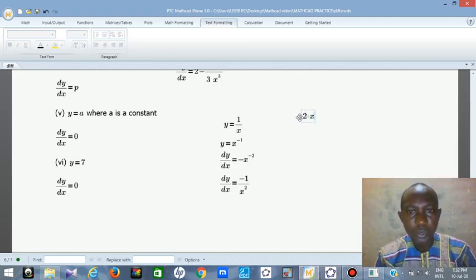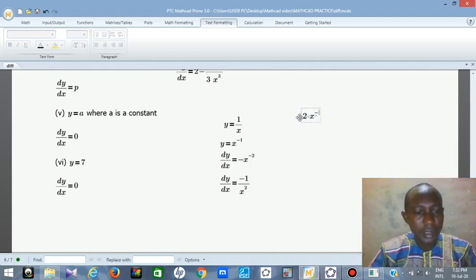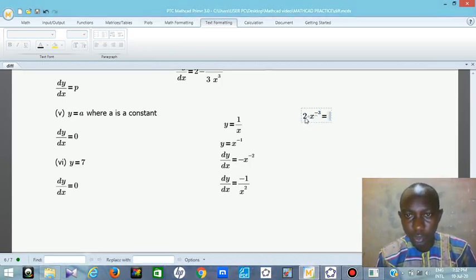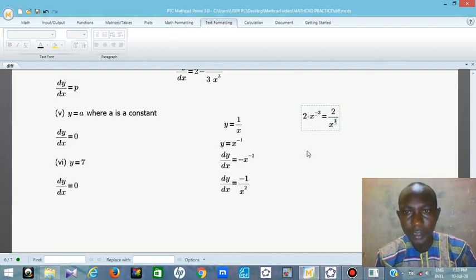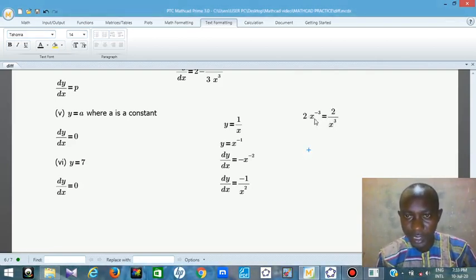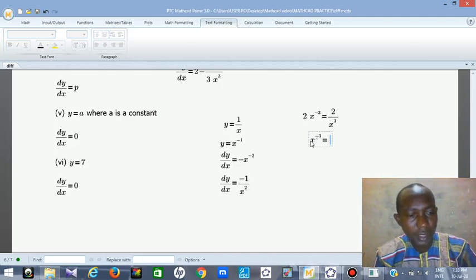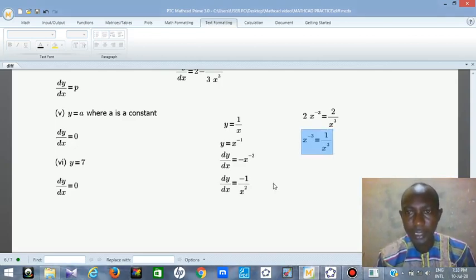It's just like a situation like this. If you have 2x raised to power, let's say, minus 3, this one is going to be equal to 2 divided by x raised to power 3, because the 2 is in the numerator. So that is the result. These two mean the same thing, because x raised to power minus 3 is the same thing as 1 over x raised to power 3. You get it now? So you don't forget all these basic rules.